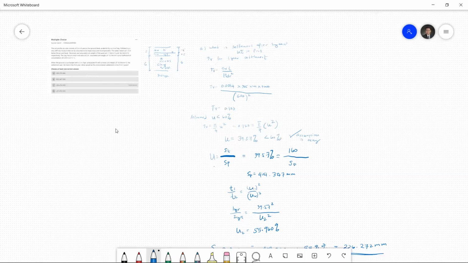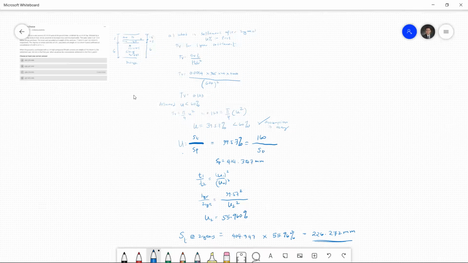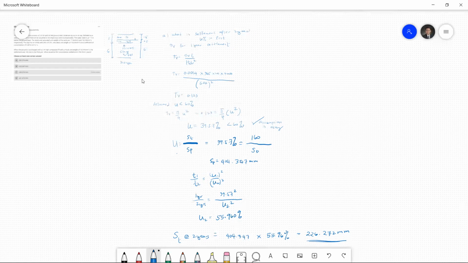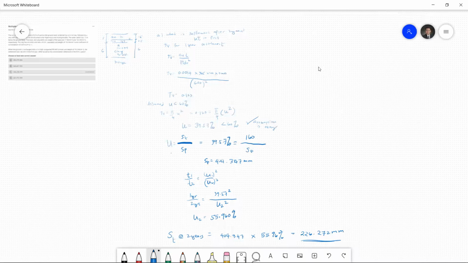You cannot assume that at the first year is the complete primary settlement. So you cannot use the secondary consolidation assumption for the second year. Using these time rate of consolidation formulas, we are able to determine the settlement at 2 years. Do you have any questions? This is the only problem that most people did not solve.